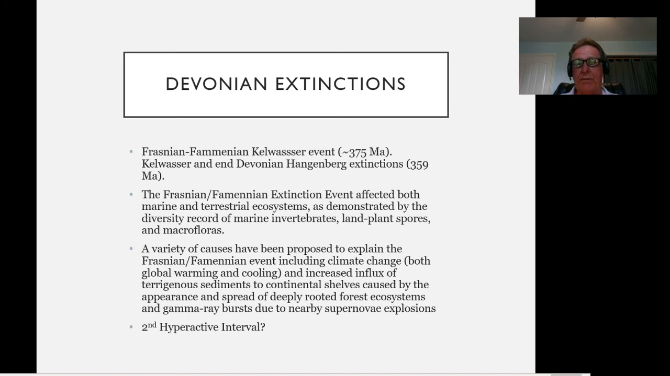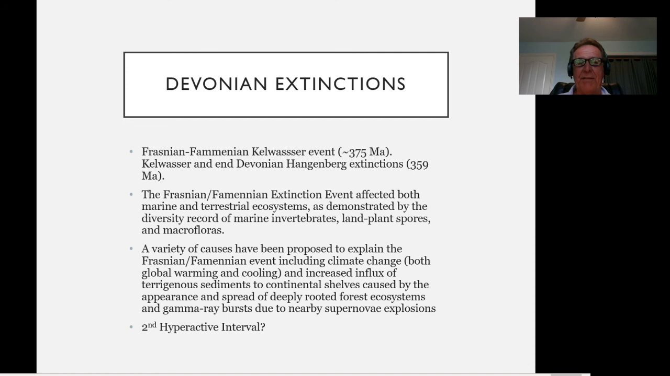If they are short duration events, if there were two distinct events, Kellwasser and Hangenberg, then we can maybe look for something more diabolical, like an asteroid collision, something like that. So it depends on whether these extinctions are protracted or distinct. But there's been a variety of causes to explain this, including climate change, and there are arguments that it either got cooler or it got warmer, take your pick.